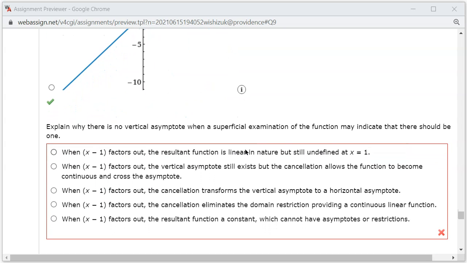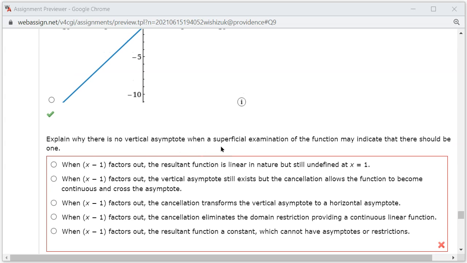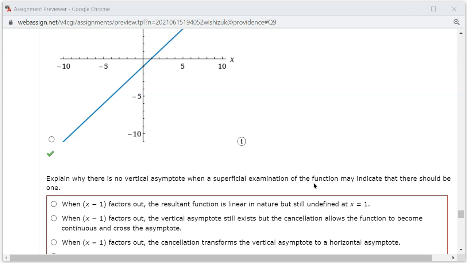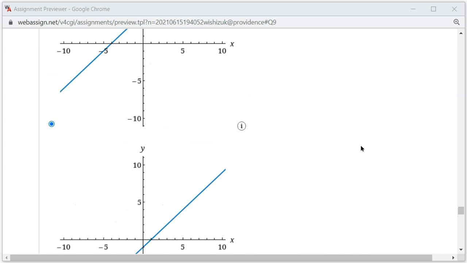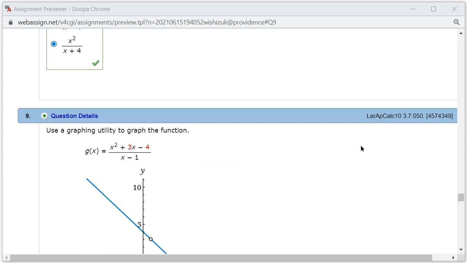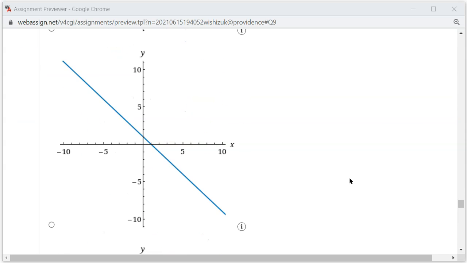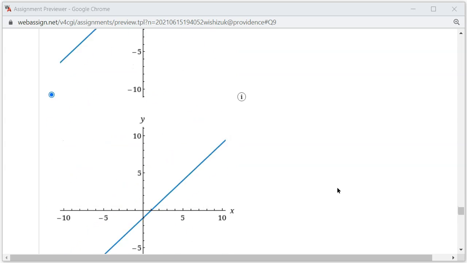And actually, there are more questions here. Explain why there is no vertical asymptote when a superficial examination of the function may indicate that there should be one. It's tempting to say that there's going to be a vertical asymptote at x equals 1. But this is not the case here because the x minus 1 factor is actually included in the numerator as well. So you get to cancel them out. So there's no blowing up behavior at x equals 1, right?